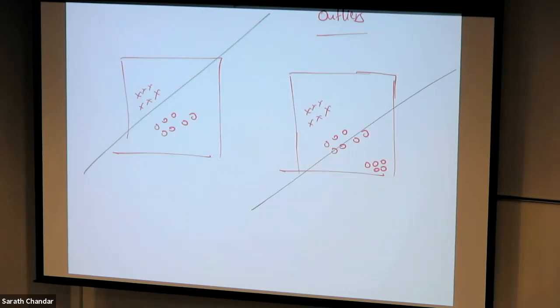Like for example, there could be one day when machines malfunction. Your temperature recording machine might give you a very high temperature, but we know it's an error in the data, right? So there's going to be a lot of outliers in your data set.